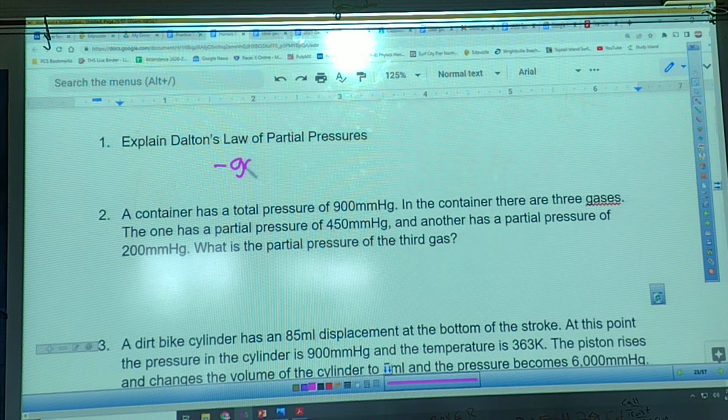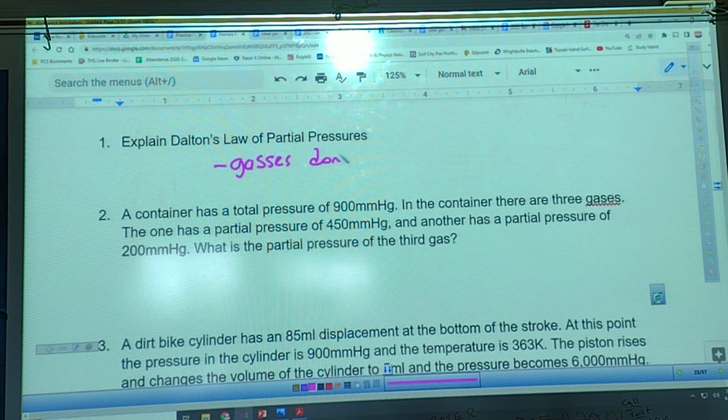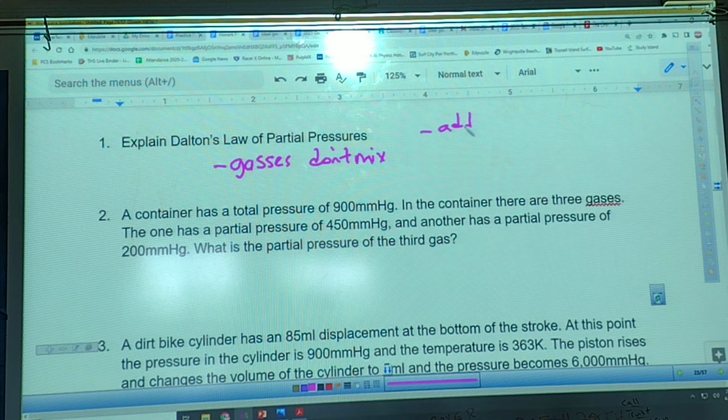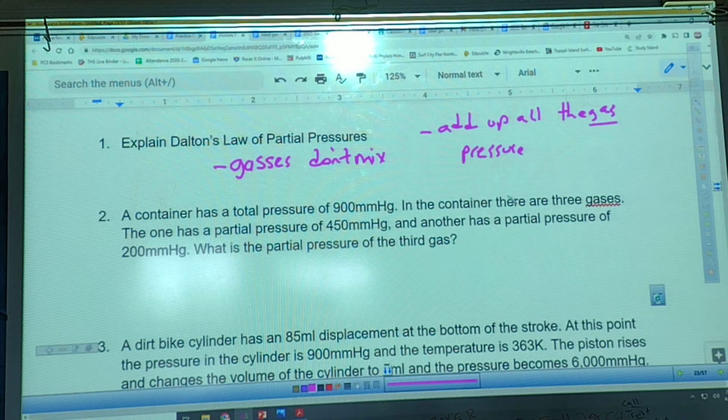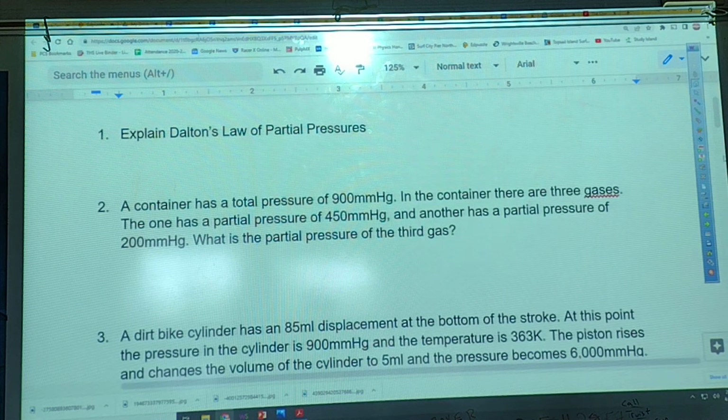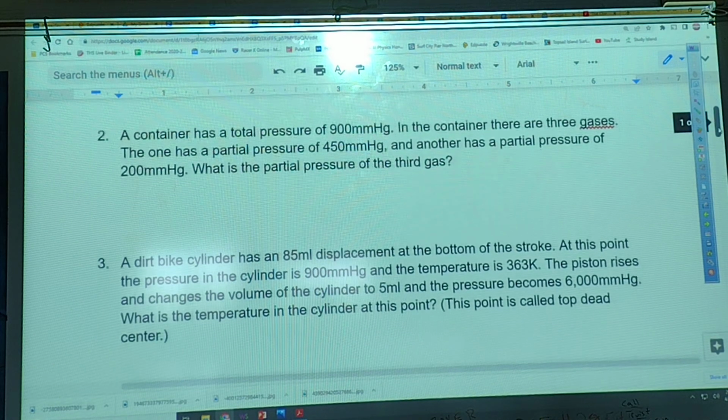A couple of things. Gases don't mix. And you can just add up all the pressures, add up all the gases, add up all the gas pressure to equal the total pressure. All right, so if we take a look here at number 2, that might help us with that a little bit.